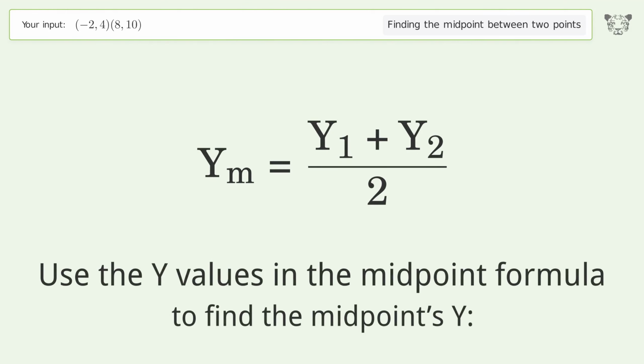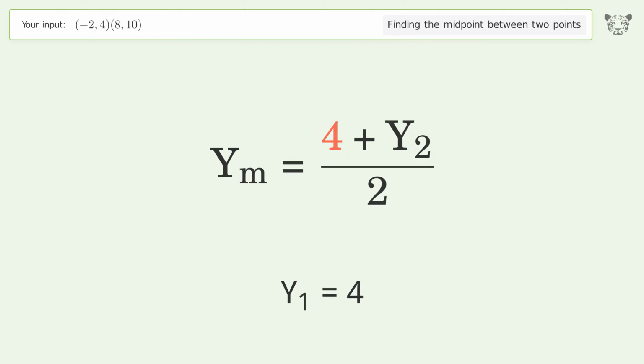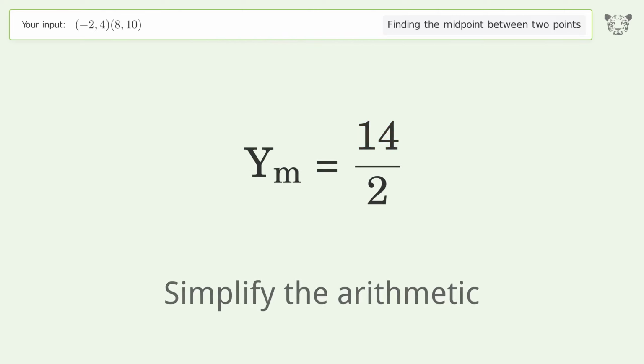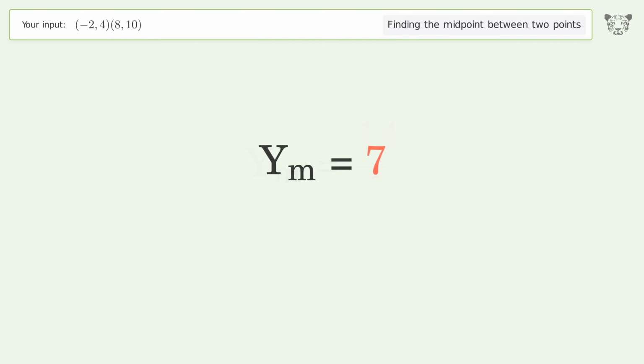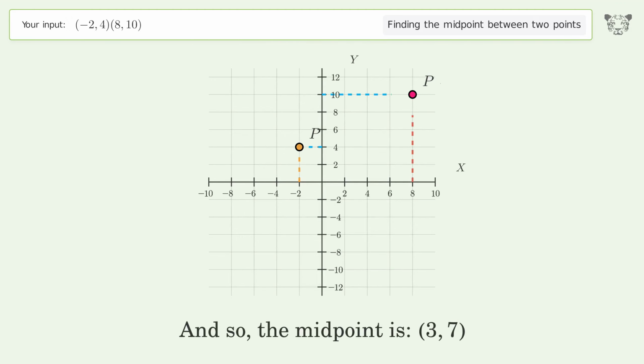Use the y values in the midpoint formula to find the midpoints y. y1 equals 4. y2 equals 10. Simplify the arithmetic. And so, the midpoint is 3,7.